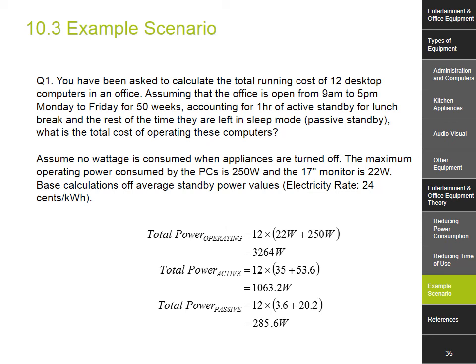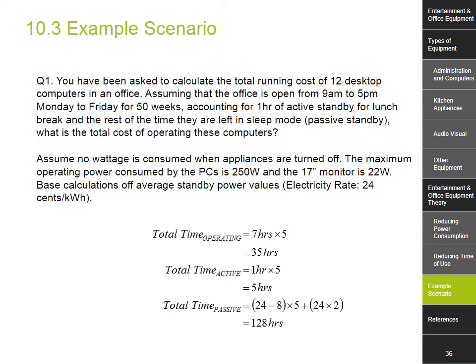Using the table in section 2, we can obtain the passive and active standby power consumption for the PCs and the 17-inch monitors. Using the table shown previously, we obtain the active and passive standby powers. Adding these values for the respective category and multiplying them by the quantity of computers, we obtain the respective totals. The total operating power consumption is 3,264 watts. The total active power consumption is 1,063.2 watts. The total passive power consumption is 285.6 watts.